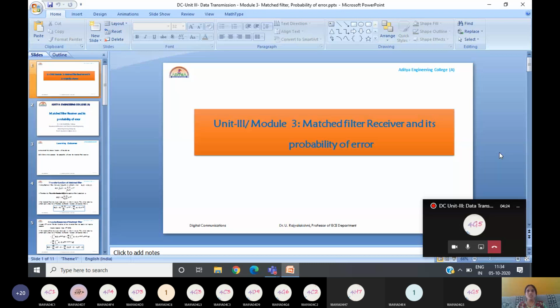In today's class, we will discuss the importance of the matched filter, what is meant by a matched filter, and the basic difference between the matched filter and the optimum filter. We will calculate the probability of error for the matched filter receiver in this session, and at the same time calculate the transfer function of the filter. After completion of this module, each and every student should be able to calculate the probability of error for the matched filter receiver. Now, let us go into the concept of the matched filter.